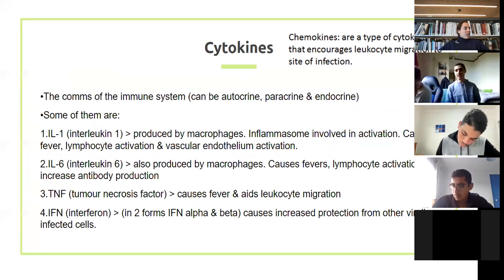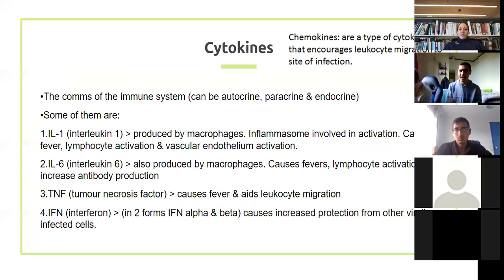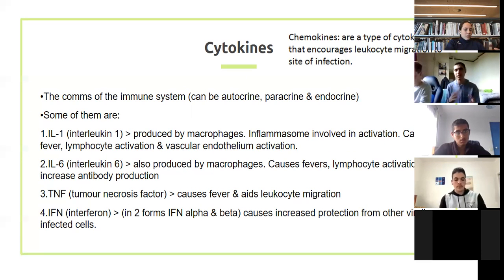Next up is cytokines. Cytokines are pretty much the comms of the immune system. They're what all different cells use to communicate. The main four that they really want you to know are IL-1, which is interleukin-1, and that's what macrophages produce, and it causes all the different inflammation symptoms and activates lymphocytes. IL-6 is also produced by macrophages, fun fact, and it does pretty much the same stuff. They're really important in terms of activating that whole inflammation, getting everything trapped in one spot so we can deal with it.